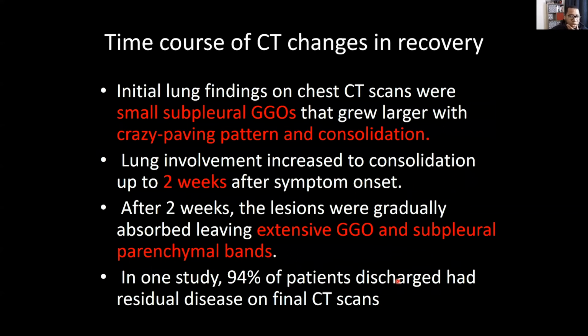So the time course of CT changes is important to know. Like we said, if you scan very early in the disease, you could find nothing. But the most common initial findings in chest CT scans were small subpleural ground glass opacities that grew larger with crazy paving pattern and consolidation. Lung involvement increased to consolidation up to 2 weeks after symptom onset. And this makes sense, right?